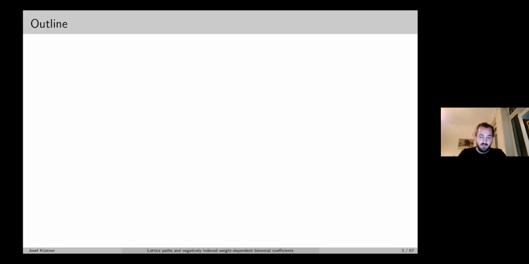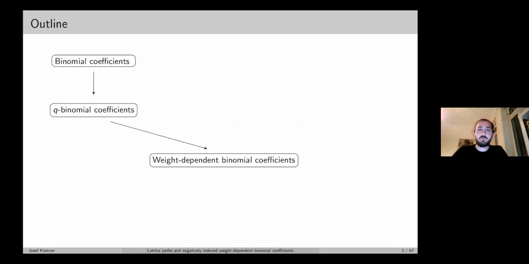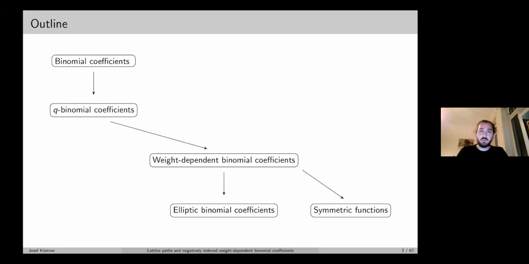Okay, a little outline of how my presentation is built up today. I will start with the binomial coefficients, how we generalize them for n, k integers. Then I will proceed to q-binomial coefficients. And then I will proceed to what we have done on this topic, weight-dependent binomial coefficients. They again have some special cases like elliptic binomial coefficients and symmetric functions. And this is joint work with Meesue Yoo and my PhD supervisor, Michael Schlosser.